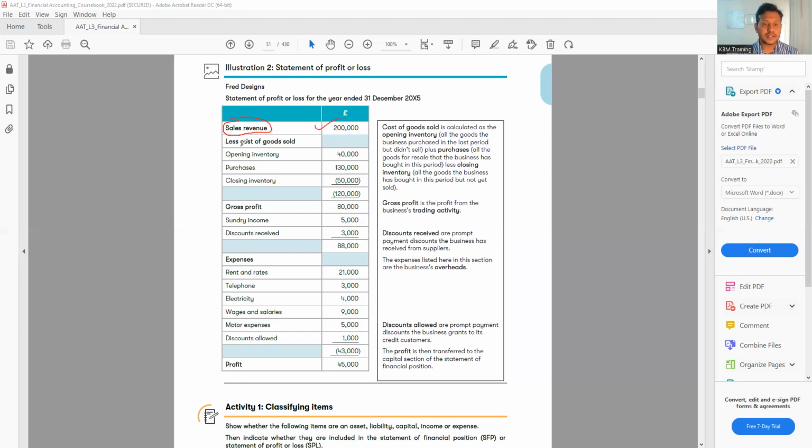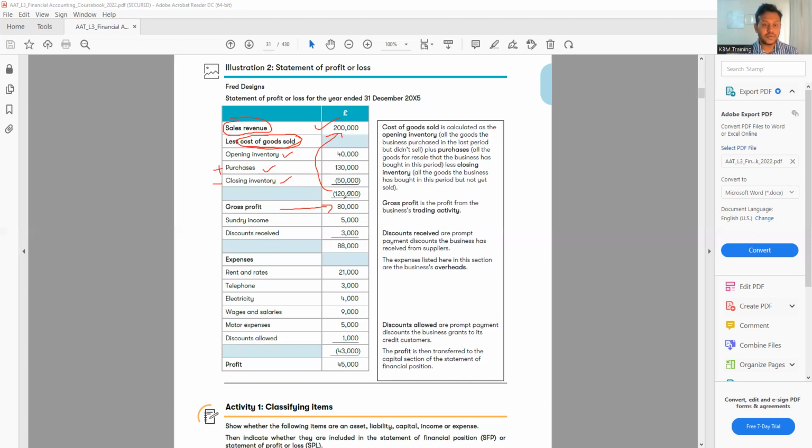Then you minus the cost of goods sold. The cost of goods sold has a formula: opening inventory plus purchases less closing inventory. You have to remember that this is the formula for cost of goods sold, or cost of sales. Once we minus the cost of sales from the sales, we have the difference and we call it gross profit. So gross profit means sales minus cost of sales.